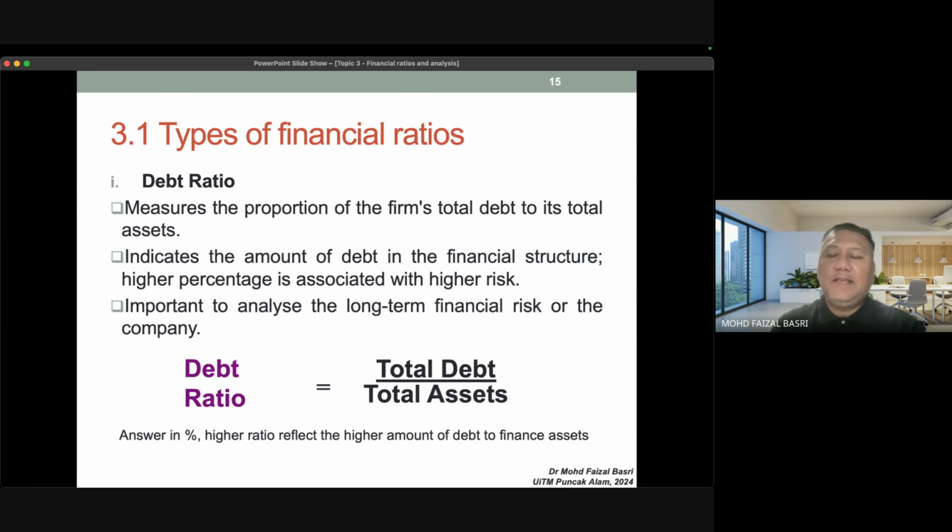So here total debt is referring to the total liabilities. So ingat dalam the balance sheet, the liabilities ada 2. Kita ada current liabilities and we have the non-current liabilities ataupun sometimes we call them long-term liabilities. So when we talk about total debt, we combine both current and long-term liabilities into one, aggregated as total debt ataupun total liabilities lah. So we take that from the balance sheet and we divide it over total assets, and total assets pun kita dapatkan daripada balance sheet as well. So for this ratio, the answer will be in percentage.